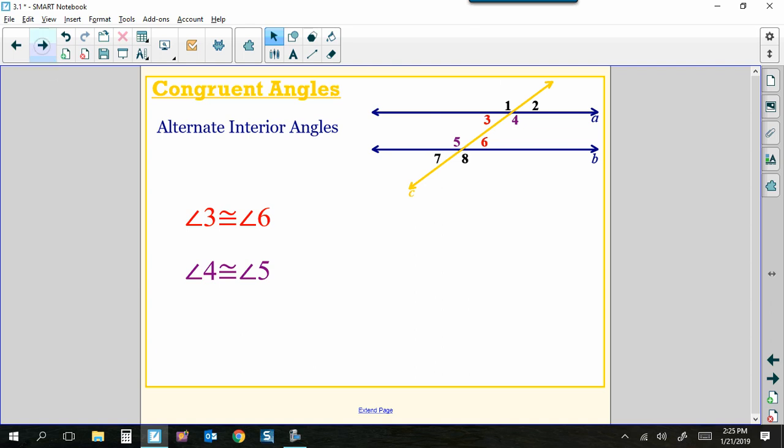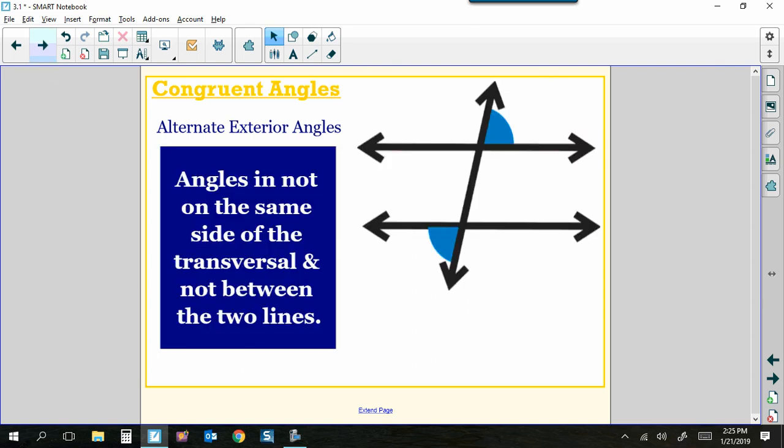All right, now the last pair of congruent angles that we will discuss are going to be alternate exterior angles. Go ahead and draw the small diagram. So these are on the outside, or basically kind of like on the bread, so to speak. And because they are on the outside and they're on opposite sides of the transversal, they are also congruent.